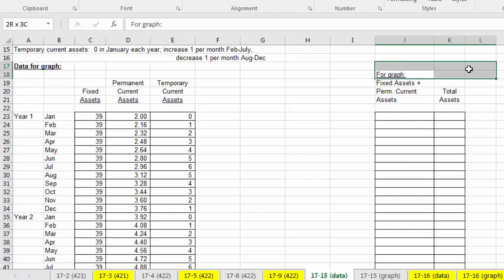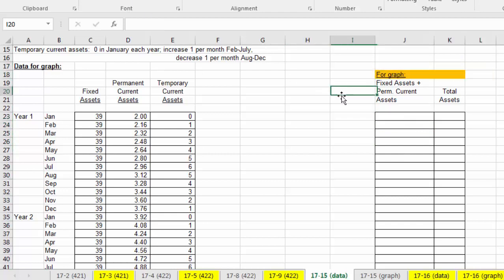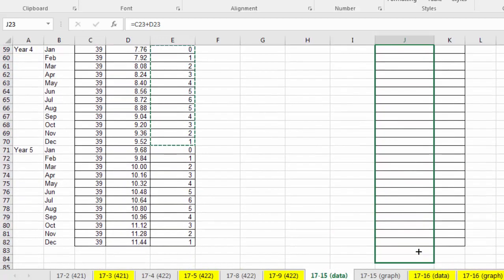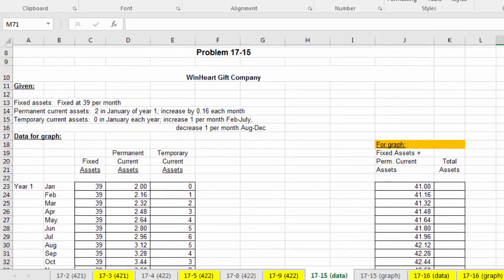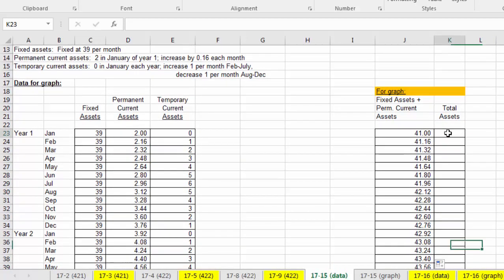So for the graph right here, notice it says for graph, fixed assets plus permanent current assets. Well, where's my fixed assets? Right here. So that equals C23 plus permanent current assets right there. Bada boom. And then we can just fill that all the way down. Oh, I can't double click. I've got to drag because I'm not contiguous. There we go. So there's our growth in our fixed plus permanent current assets. And then total assets, of course, is going to equal the sum of all 3 of these.